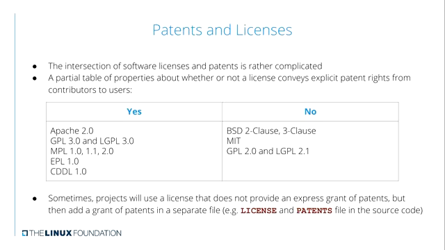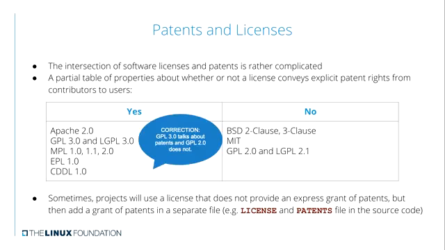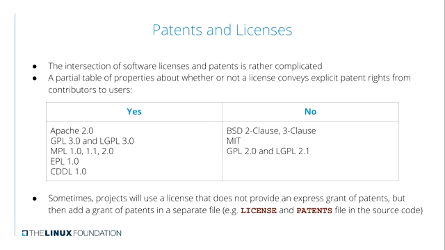Now, some licenses talk about patents and some don't. On the column on the left, we mention licenses which do have some discussion of patents and ones on the right which generally do not. So you notice, for instance, the Apache license talks about patents. GPL version 3 does not, but GPL version 2 does. The BSD licenses do not talk about patents.